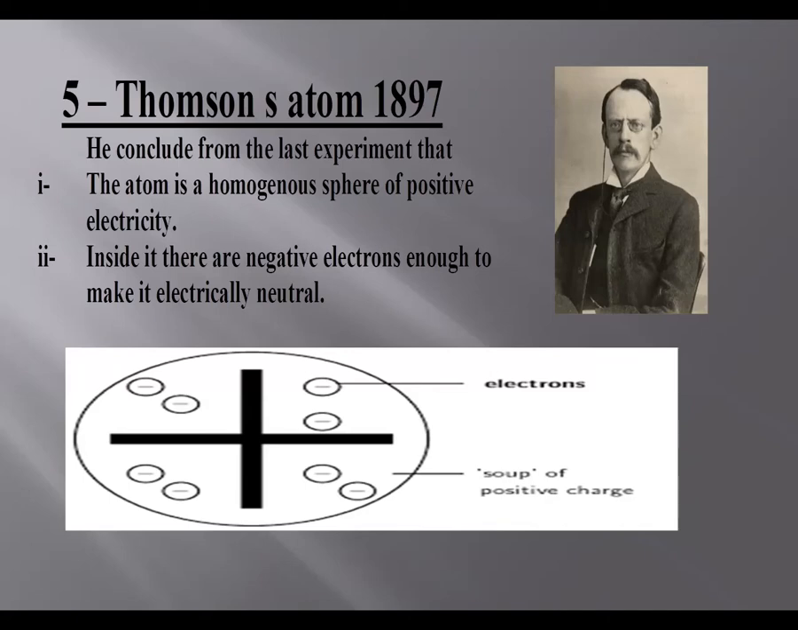After that, we have Thomson's atom. Thomson concluded from the last experiment, which is the Cathode Ray Experiment, that the atom is a homogeneous sphere of positive electricity. Inside this atom are embedded negatively charged particles, which are electrons. But the number of negative electrons equals the number of positively charged particles, which makes the atom totally electrically neutral.